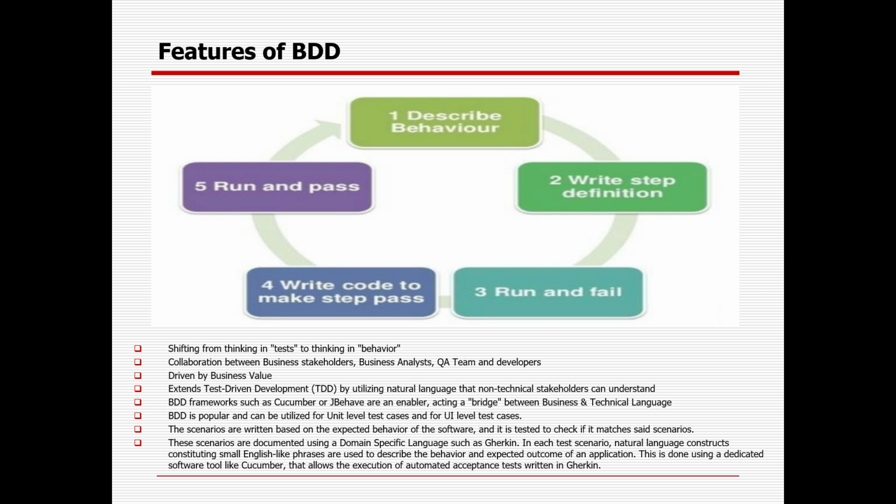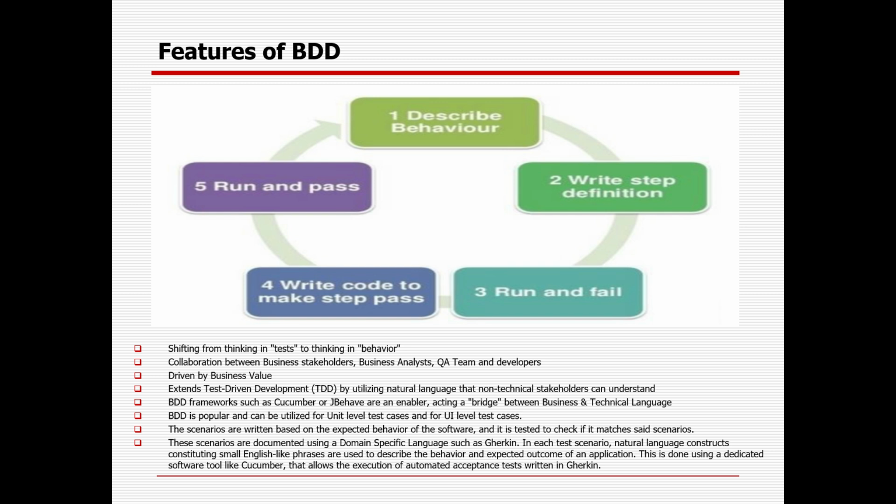BDD frameworks such as Cucumber or JBehave are the enablers, acting as a bridge between business and technical language. You have already seen a couple of inbuilt frameworks like JUnit and TestNG. Similarly, Cucumber is a framework which supports BDD. We will be using a lot of important stuff from Cucumber. Just like JUnit or TestNG, Cucumber is also an inbuilt framework which has a lot of features, so we will use it while developing the framework from scratch using BDD, or behavior driven development.